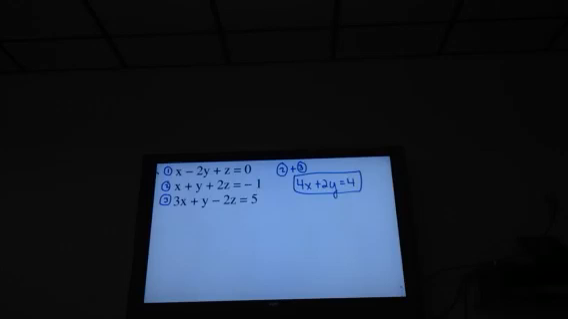Multiply equation 1 by 2. So that's what I'm going to do. I'm going to take 2 times equation 1, and I'm going to add equation 3. Now, I'm not going to do this in my head. This is where if you try starting to do all this in your head, you don't get it right. So write it down.